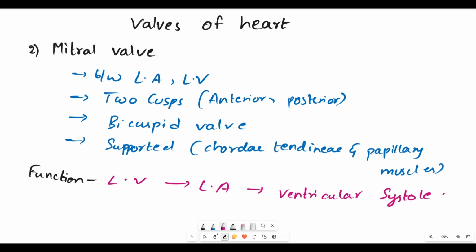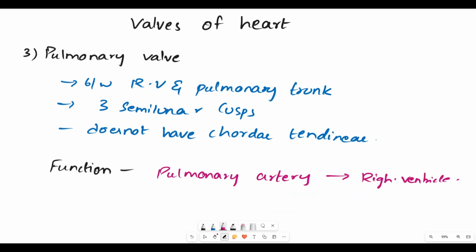The second type of valve is called the mitral valve. This valve is located between the left atrium and left ventricle. It has two cusps, one anterior and the other posterior. The mitral valve is also called the bicuspid valve. It is supported by the chordae tendineae and papillary muscles. Coming to its function, this prevents the backflow from the left ventricle to the left atrium during ventricular systole.